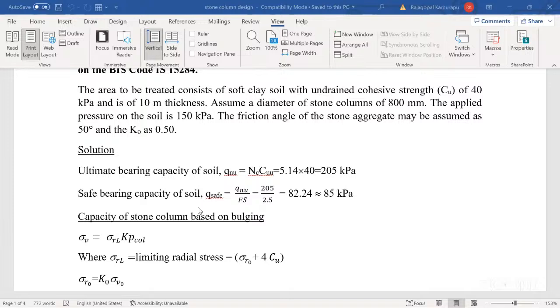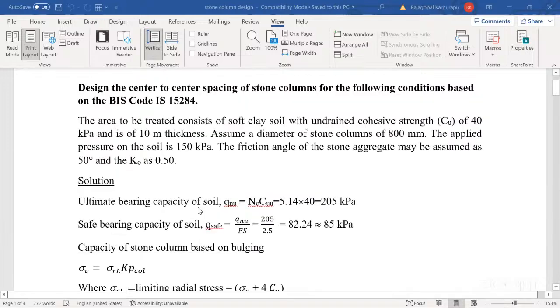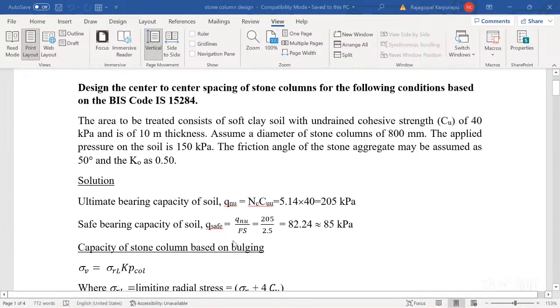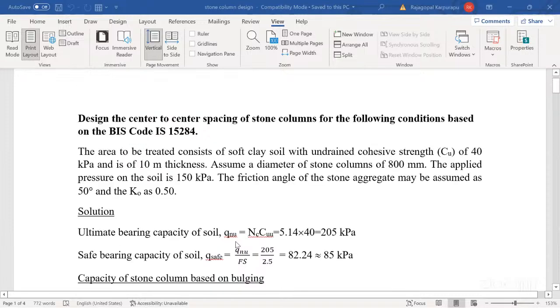Sir, here factor of safety is not given, but you have taken it. In lecture also, actually, this 2.5 is from the IS code, IS 15284. I think it is explained in my lecture, but I will share this IS code also. After this session is over, I will share both the resource materials. Okay, and sir, in examination, how we need to remember this?